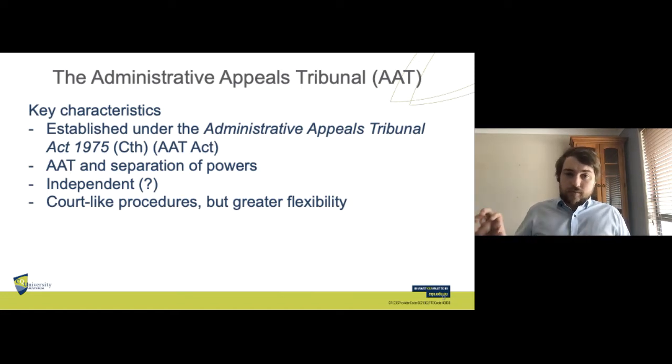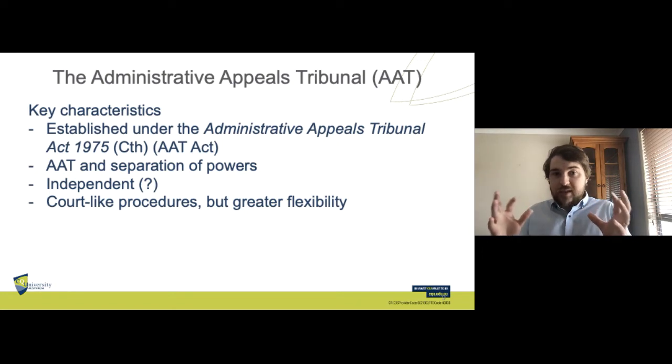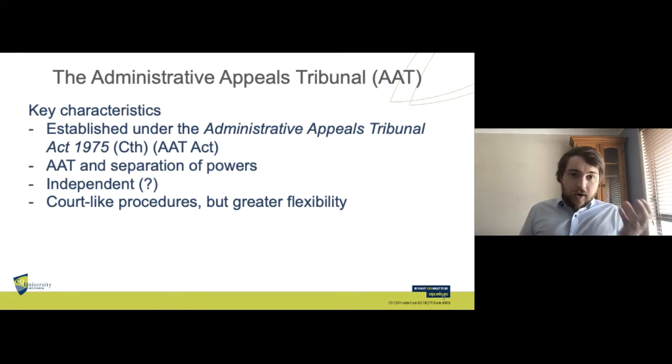It's not a court. For those of you who have studied constitutional law, you'll know that this distinction is really important under Chapter 3 of the Constitution and thinking about courts which are vested with the Australian government's judicial power. The AAT does not have judicial power. It's not a Chapter 3 court. It doesn't fit those requirements. It doesn't have membership for life and things like that.